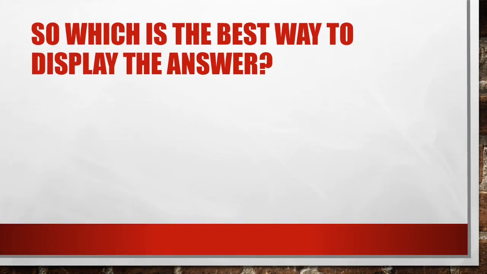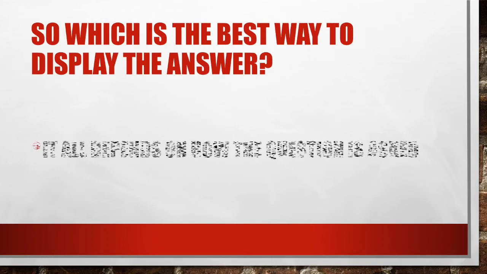So how should we display our answers? Do we use the answer that was in terms of pi? Do we use the answer that the calculator gave us? Or do we round the answer to the nearest whatever it asks for? Well, this really is an issue of how the question is asked. If you're asked to leave your answer in terms of pi, you leave your answer in terms of pi.